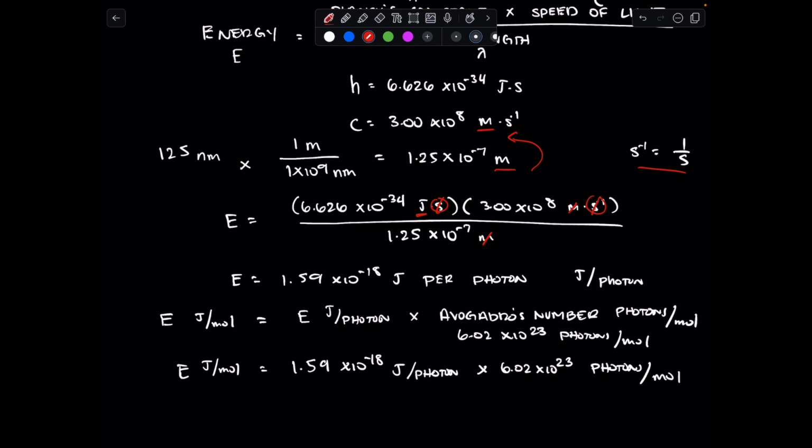Now again, looking at our units, we can see that we have photon here on the bottom of the fraction as well as on the top. So as we multiply these two numbers together, those are going to cancel each other out, leaving us with joules on top and mole on the bottom, which is exactly what we are looking for. So our energy in joules per mole is going to be equal to 9.57 times 10 to the 5 joules per mole.